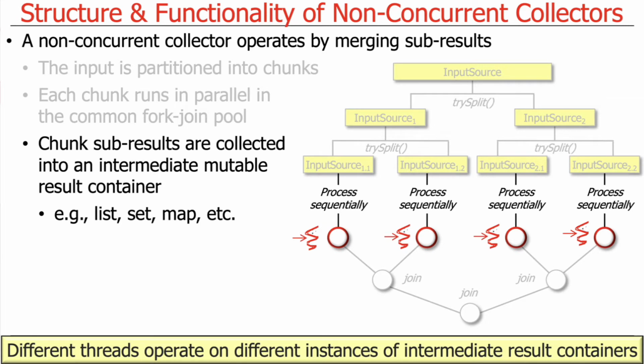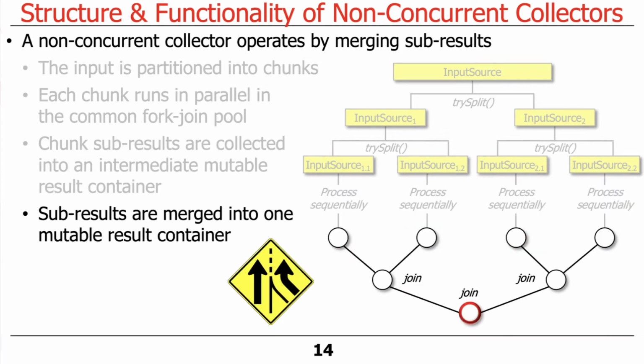And keep in mind that the different threads in the worker pool for the fork join pool will operate on different instances of intermediate result containers. So there could actually be quite a number of these intermediate result containers being worked on. And then as we back out of the recursion, these subresults are merged together pairwise, culminating in a single mutable result container that contains all the results that have been merged together.